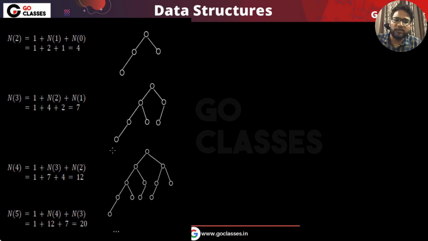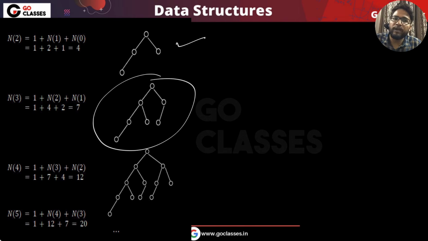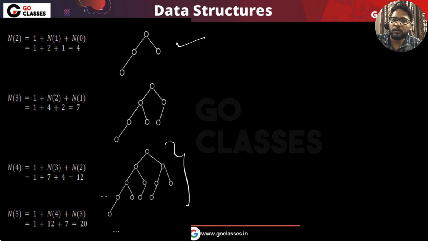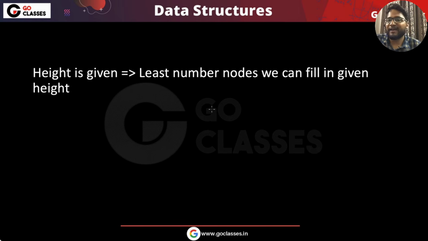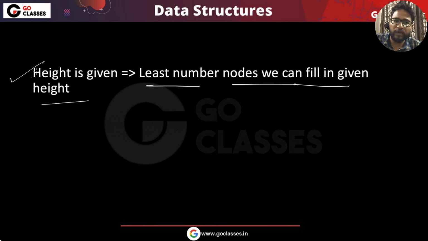Now, as you see here, for n2 I can have this kind of tree which has the minimum number of nodes for height 2, and if you want height 3, then this is the AVL tree with the minimum number of nodes. If you want height 4, then this is the AVL tree with the minimum number of nodes. If you want height 5, similarly you can keep on doing it, and you have the height 5 AVL tree which has the minimum number of nodes. Now, height is given and you can find the minimum number of nodes, which means the least number of nodes we can fill in the given height. That's what we have just solved.